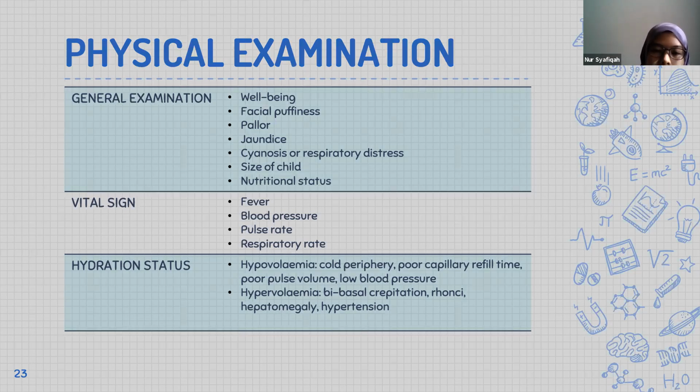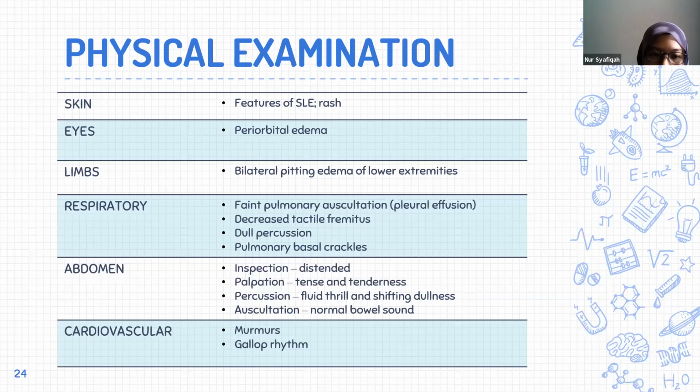So next is the systemic physical examination, where the first one we look at the skin if there are any features of SLE, which is rash. Next is the eye, we see if there is any periorbital edema, and then limbs. We need to see if there is bilateral pitting edema of the lower extremity. Next is respiratory examination. This is just to assess the possibility of having pleural effusion, because pleural effusion is one of the complications of nephrotic syndrome as well.